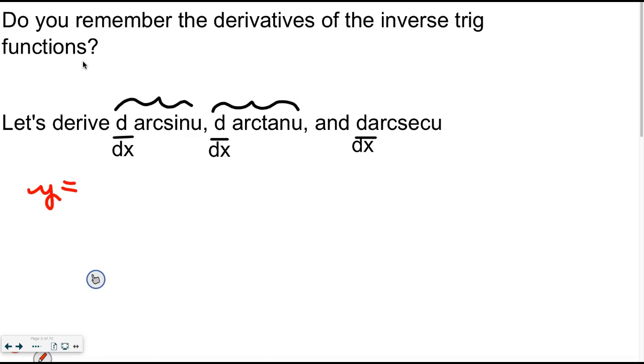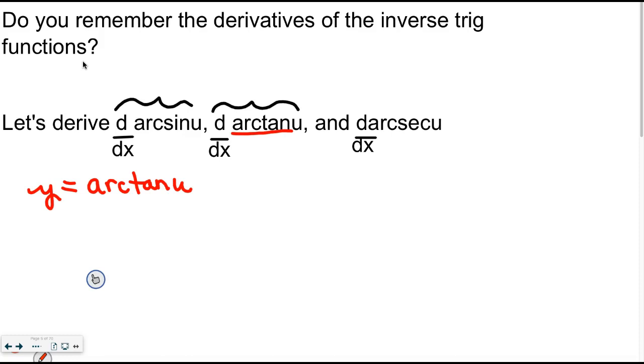So I'm going to do arctan first, to be honest. Suppose my function is y equals arctan u. So I'm doing dy/dx. I'm going to take the derivative. I don't know the derivative of arctan. I only know the derivative of tangent. I know it's secant squared.